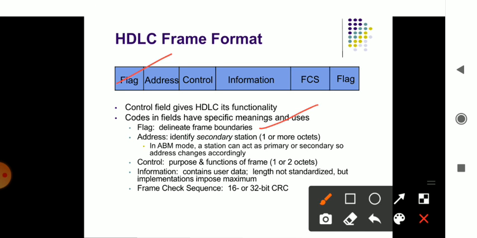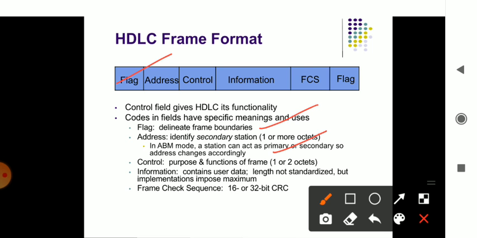Okay, and the address is nothing but the sender and receiver address should be there. Then only you can send your information. It may be in the binary format, which is in the octet. Octet means what? It will have the 8-bit format in which the information travels from one frame to another. And the next one is your control.